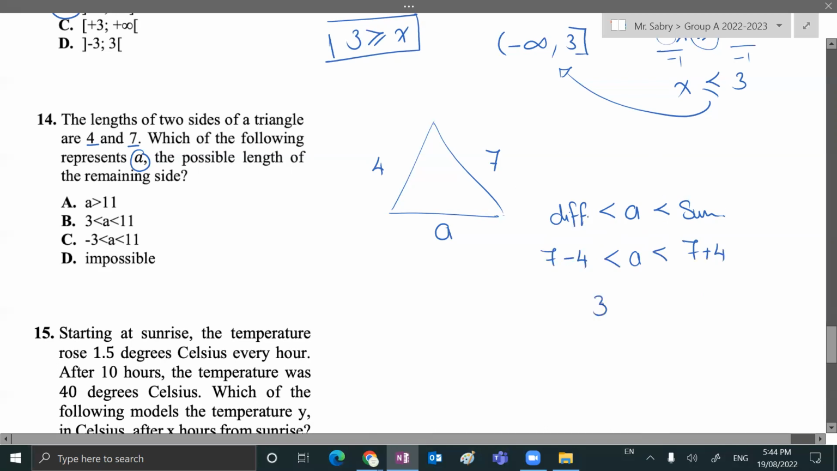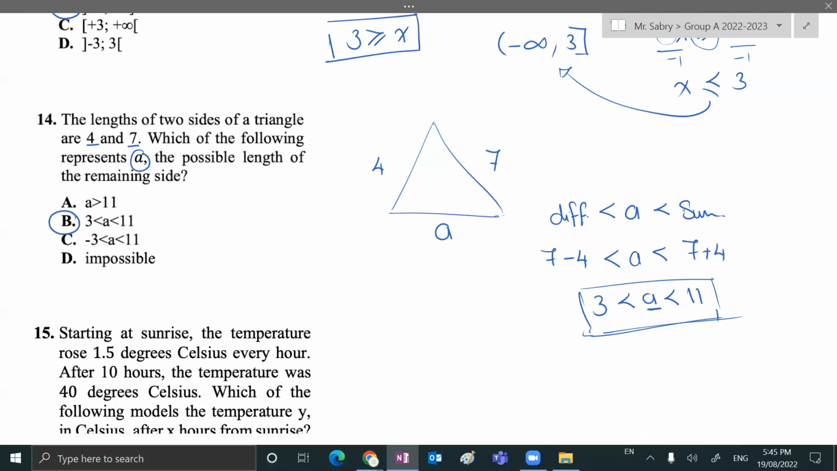Which means we're talking here about 3 and here about 11. So A must be bigger than 3 and less than 11. I cannot tell the exact value of A, I just know its range. It should be bigger than 3 and less than 11. So when you look at the choices, B must be the correct choice. But again, it's impossible to know the exact length. I can only know the possible lengths. Any questions here?